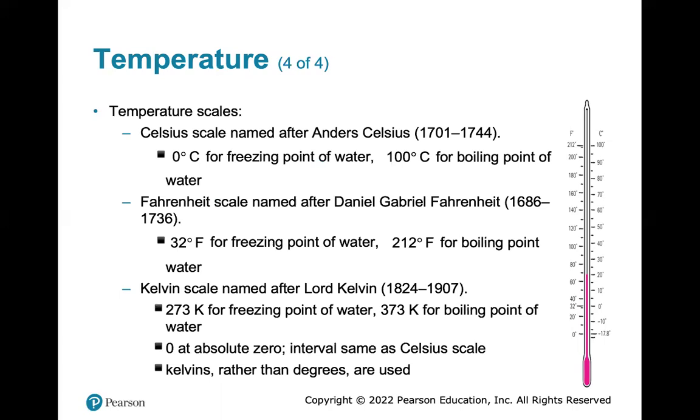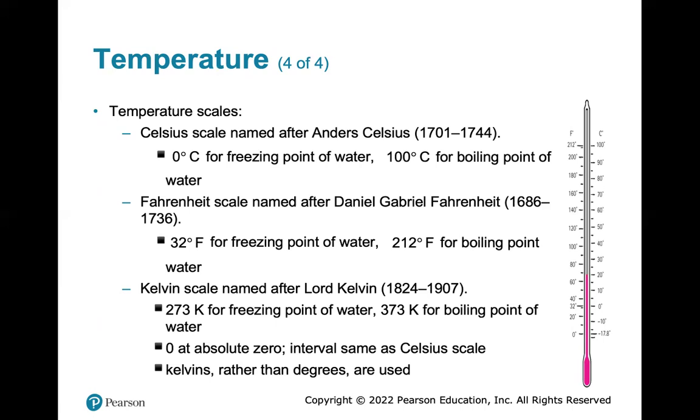0 degrees for the freezing point of water, and 100 degrees Celsius for the boiling point of water. Then there's the Fahrenheit scale, which we still use. If you watch the weather, if you go down to Mexico, they're going to report the temperature in Celsius. If you're here in the United States, they're going to report it in Fahrenheit.